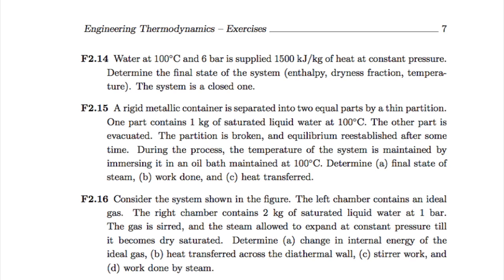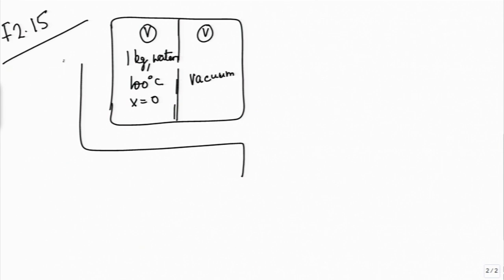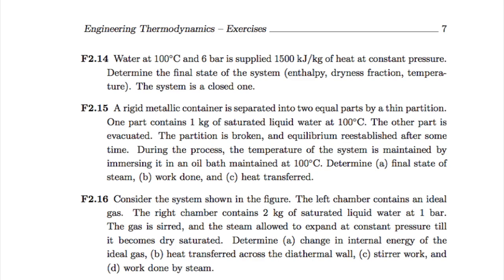The partition is broken and equilibrium is re-established after some time. During the process, the temperature of the system is maintained by immersing it in an oil bath maintained at 100 degrees C. So there is some oil bath, which can be modeled as a thermal reservoir. There will be some heat exchange if required, so that the final temperature is also 100 degrees C. Determine the final state of steam, work done, heat transferred.